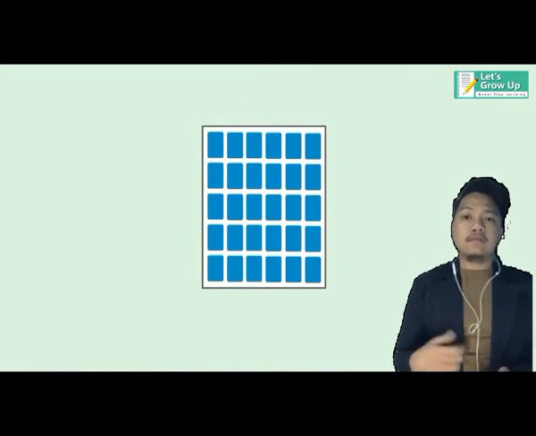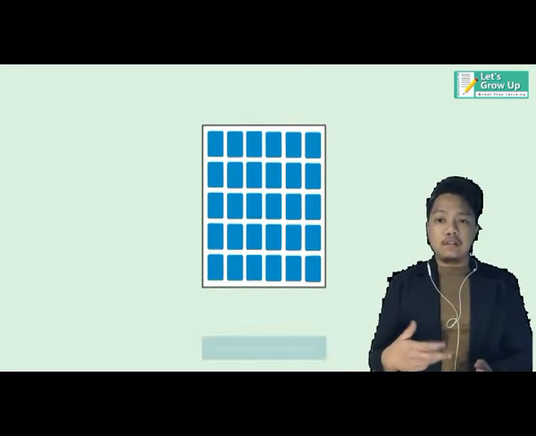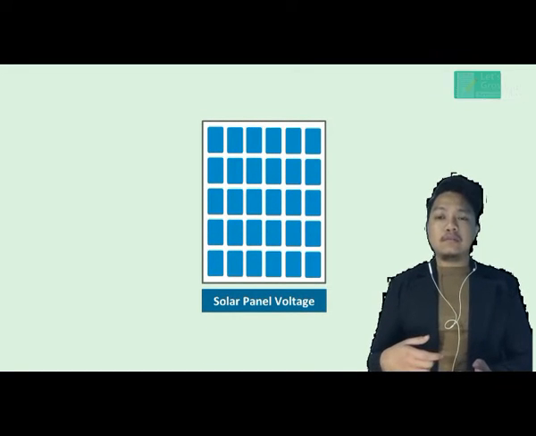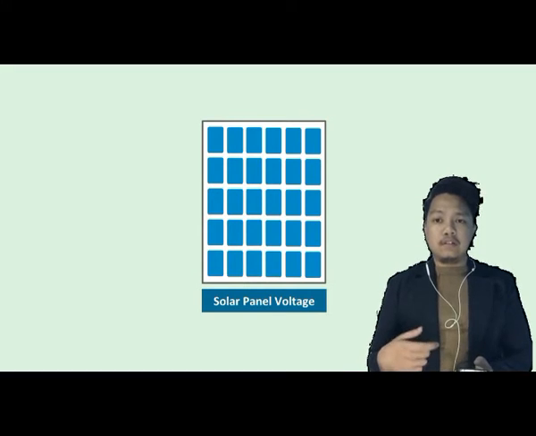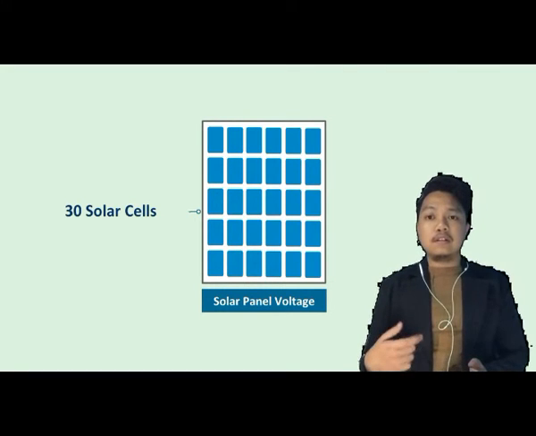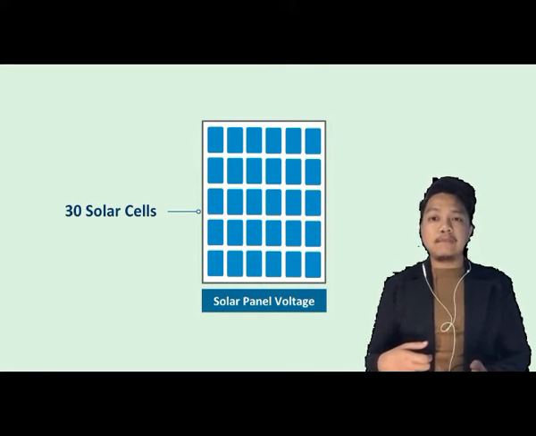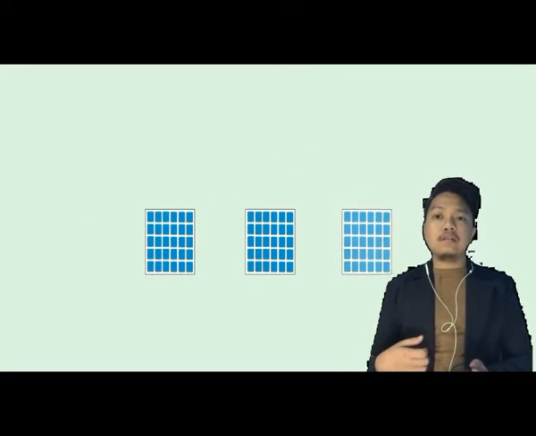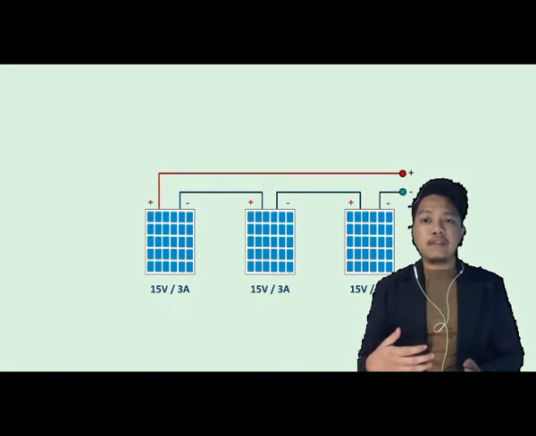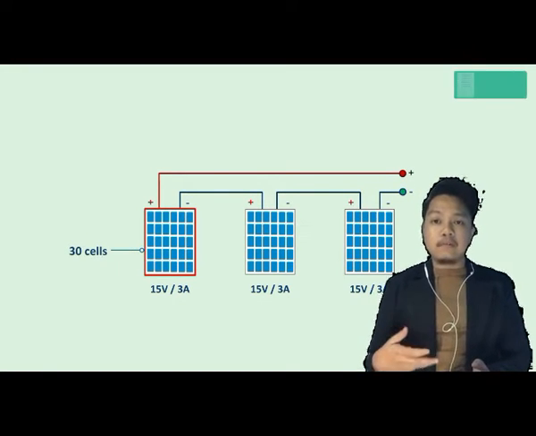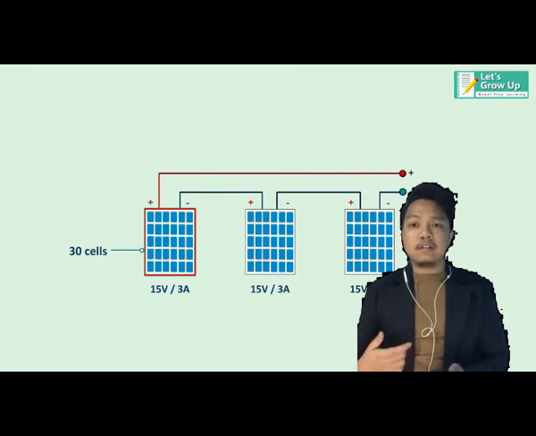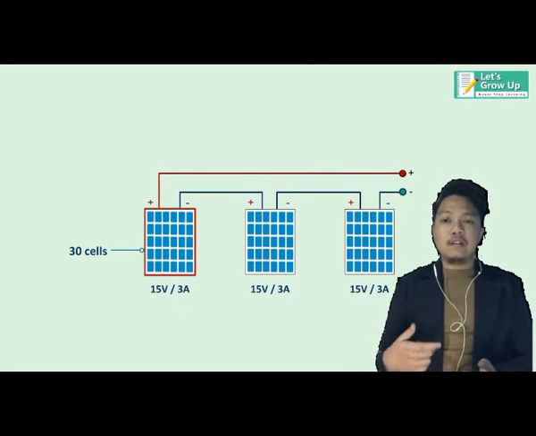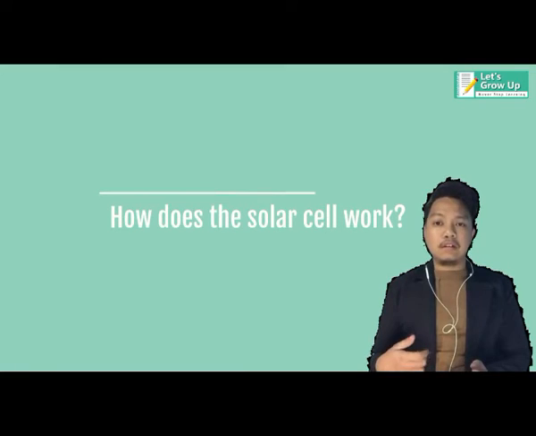A solar panel or solar module is a combination of several solar cells that are connected in series to generate usable voltage. The solar panel voltage can be increased by increasing the number of solar cells. For example, 30 solar cells connected in series will produce an output of 50 volts. A combination of solar panels connected together is called a solar array, which can be used to achieve the required current and voltage. How does a solar cell work?